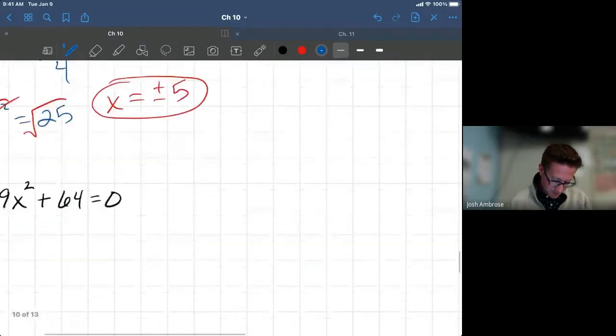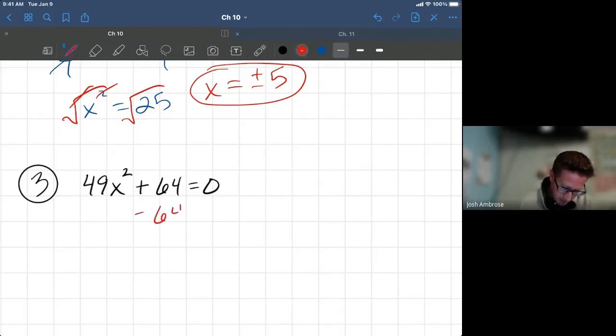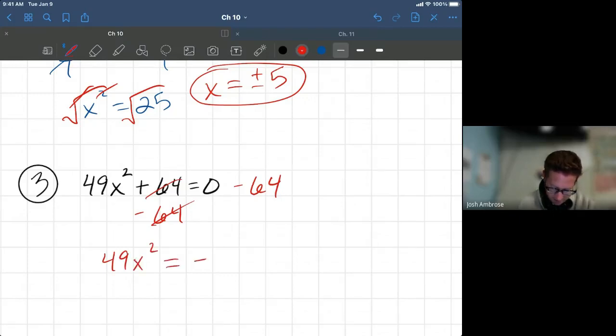All right, so let's do the third example problem. Here we go. Okay, so you're going to see that we have to use addition or subtraction first, then some division. All right, so let's subtract 64 from both sides. That's step 1. To cross that out, 49x squared equals now a negative 64. Okay, then what we're going to have to do is some division. We got to get rid of that 49. So we have to divide both sides by 49.